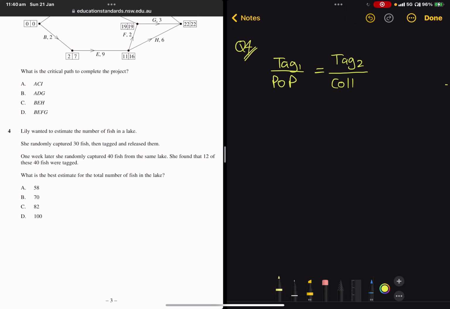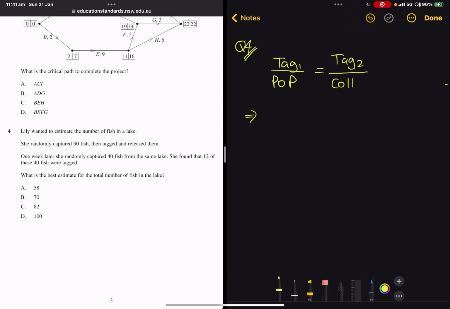So you collect a whole bunch of things from a population, you tag them, and you release them back. You know this number, tag 1. Then you come back at some later time and collect things again. Some of the things you recollect will be tagged. These are what you will call tag 2, and the total number you collect is the collection. These form an equation where you only have one unknown, which is the population.